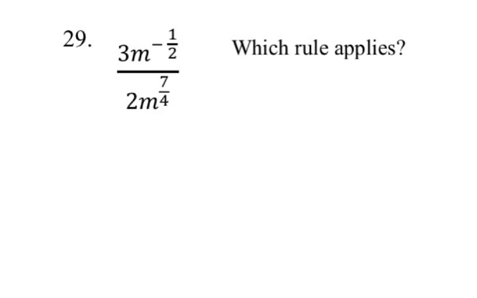Okay, on this one, number 29, pay attention to what has the power. M has the negative 1/2 power. 3 has a first power. 2 has a first power. M has the 7/4 power. So looking at which rule applies, you've got something being divided, and we've got the same bases here. So this is the quotient rule that is going to help us here.